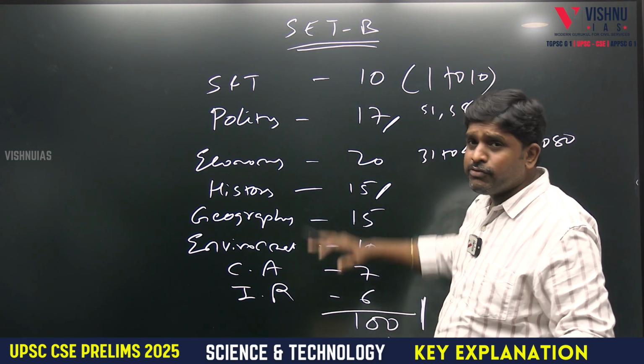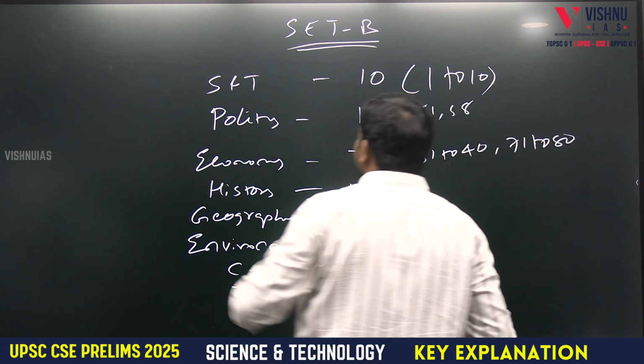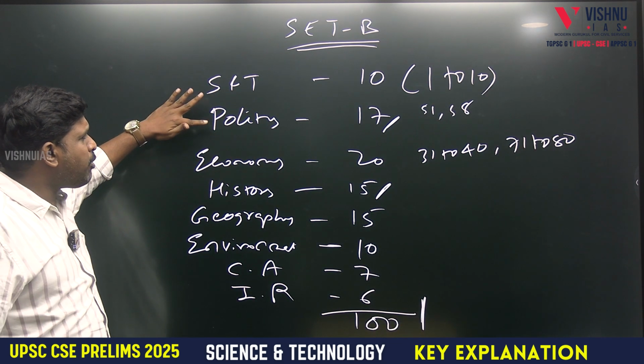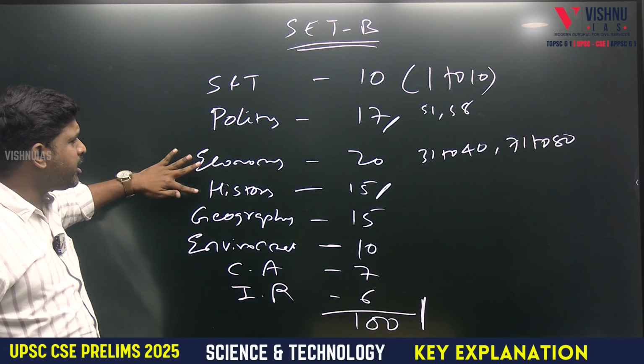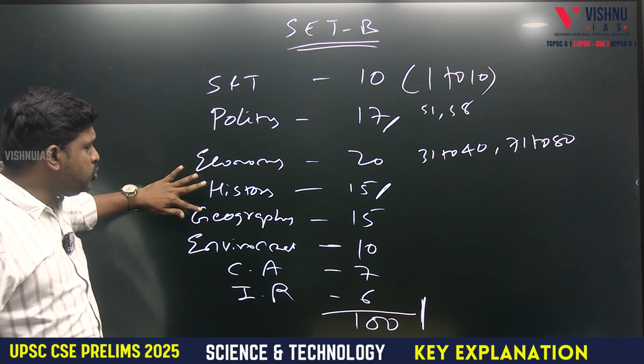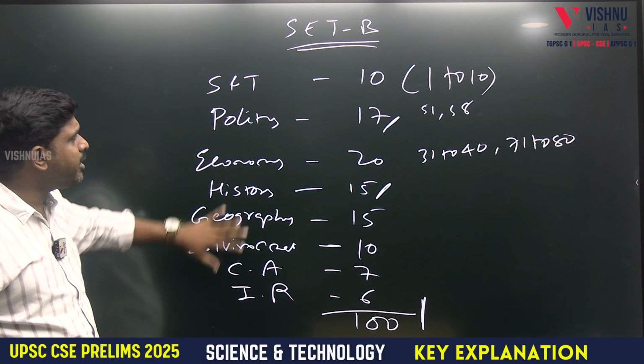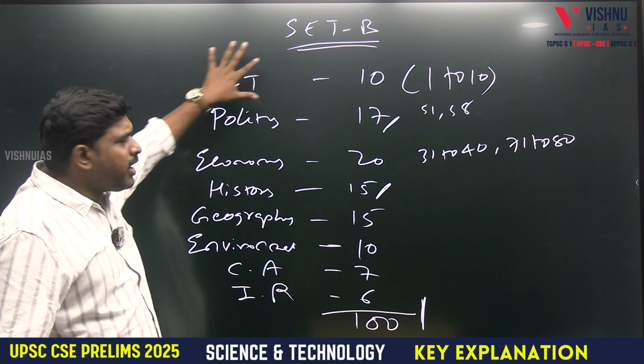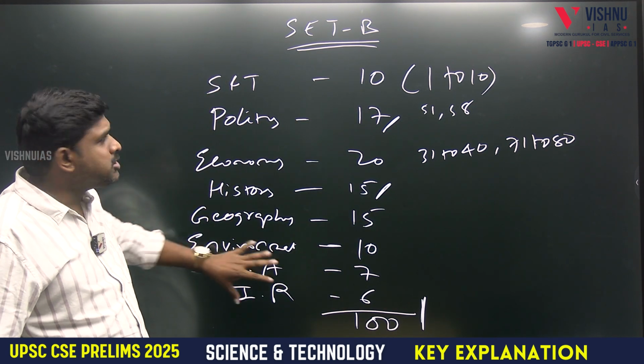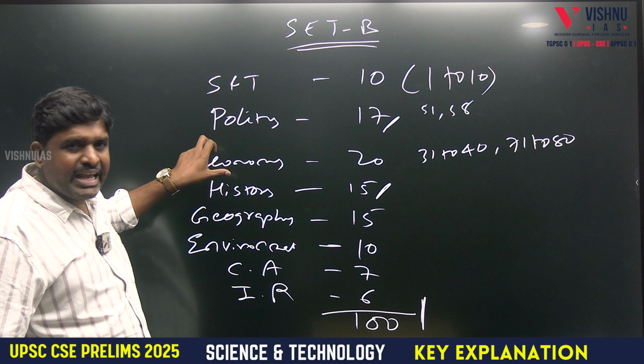If you see the pattern this time, science and technology are 10 questions, polity 17, economy 20, history 15, geography 15, environment 10, and current affairs and IR 7. In this way, the overall 100 questions are designed like this.